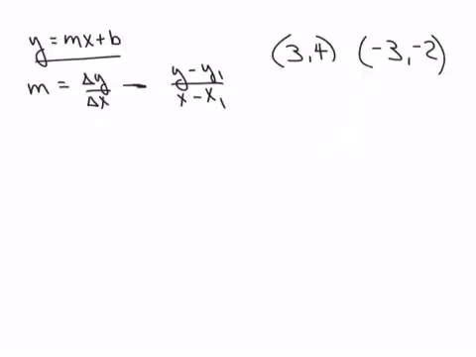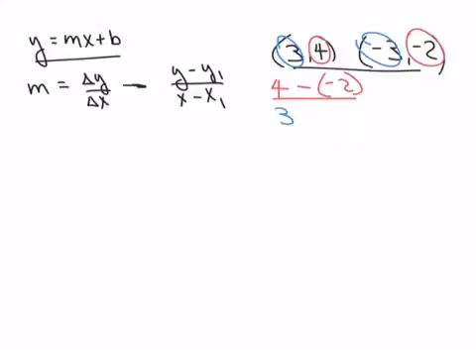Okay, this is how you do that. You take your 2 points, and I'm going to circle my y's with red. So one y minus the other y gives me that. Then I'm going to subtract my blues. One x minus the other x equals 4 plus 2 is 6. 3 minus 3, oh dang. Oh, this is a negative 3, sorry, is 6. So my slope is 1. Okay, so using this formula, I find out my slope is 1.